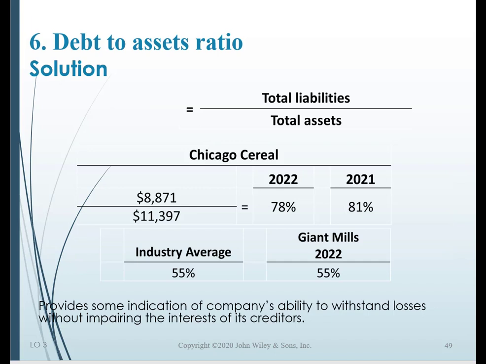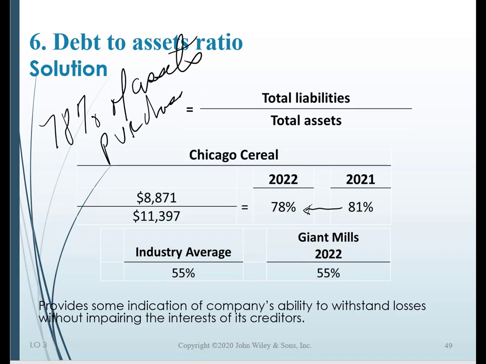So let's look at the debt to asset ratio. Total liabilities divided by total assets. So what does this tell us? Last year it was 81%, now it's 78%. So 78% of assets are purchased with debt. Right? That is a substantial amount. Now, is that good or bad? I don't know whether it's good or bad. It depends on how they manage this, right?